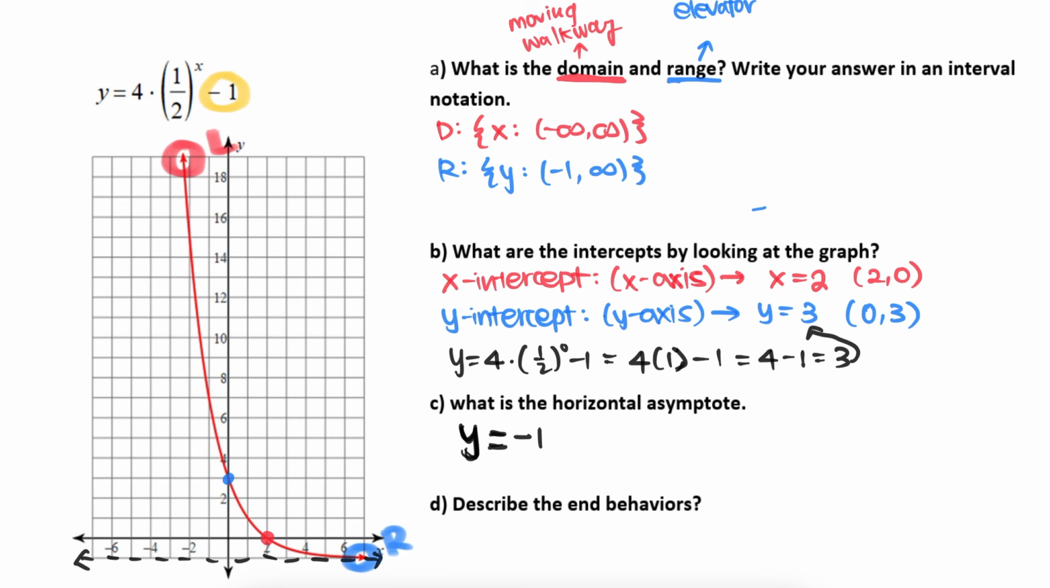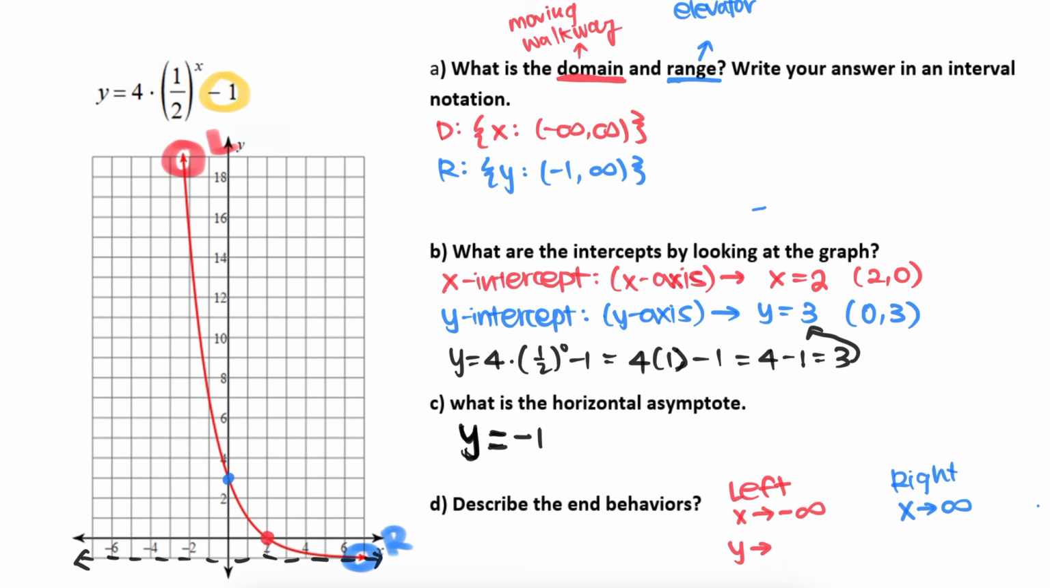Now let's do the left side first. Okay, instead of writing it as a left side, we write it as x is approaching negative infinity. The right side, we can write it as x is approaching infinity. Now what you write next is the y value, but y value has 3 different options. Either it's going to infinity, negative infinity, or the asymptote, okay?